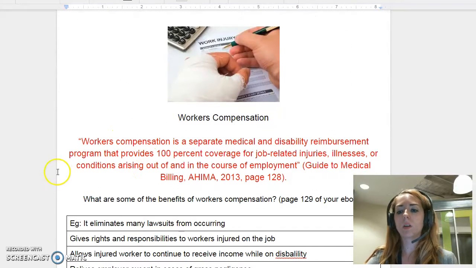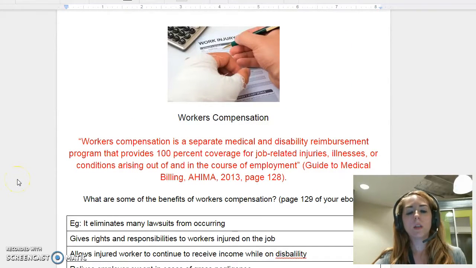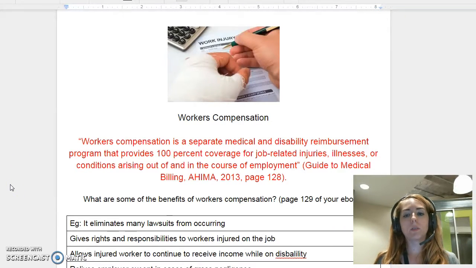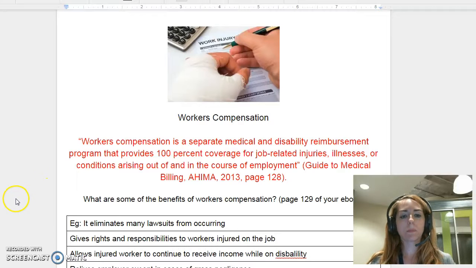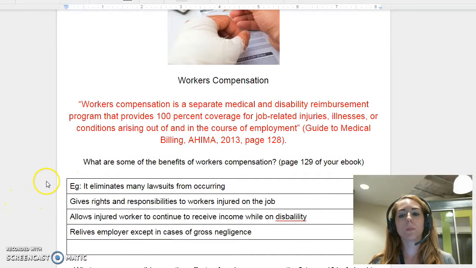I'm going to move on and talk about workers' compensation. Workers' compensation is a separate medical and disability reimbursement program that provides 100% coverage for job-related injuries, illnesses, or conditions arising out of and in the course of employment. This is from AHIMA, which has a guide to medical billing with an article on it.